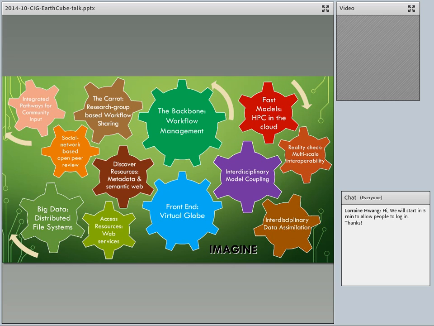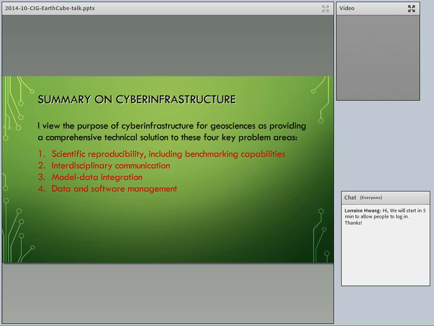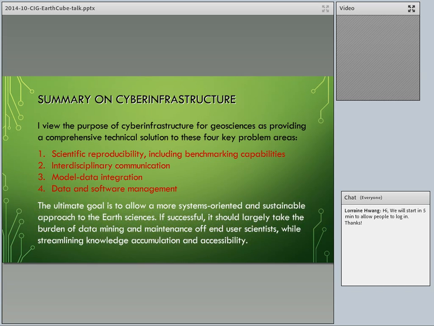And then the cherry on the cake of this whole system would be disciplinary data simulation. But we're obviously far away from making that possible. So the summary of my understanding of cyber infrastructure in general is that I see it as comprehensive technical solutions to these key problem areas: scientific reproducibility, interdisciplinary communication, model data integration, and data and software management. These are the areas which are currently bottlenecks, and we need help with those. So the ultimate goal would be to allow a more systems-oriented and sustainable approach to the earth sciences. It should largely take the burden of data mining and maintenance off us, while streamlining knowledge accumulation.